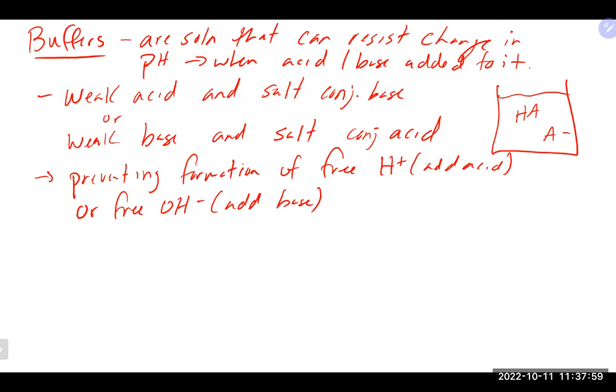We cannot have a buffer that is made up of a strong acid or strong base, because the strong acid or strong base will 100% ionize or dissociate, which means it cannot keep both of those things in the solution at the same time. It cannot keep the acid and the base part floating around, which is what you need. You would only have one or the other. You'd have either the acid part or the base part, but you wouldn't have both. And that is essential to the function of a buffer, is basically having both of those parts available.